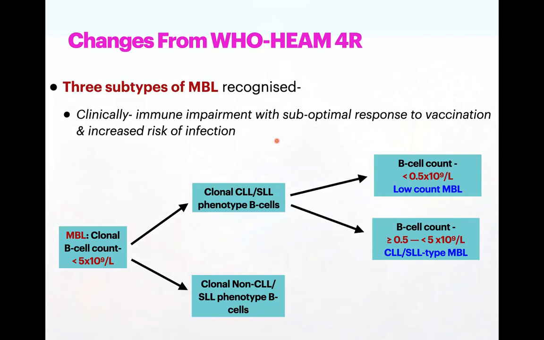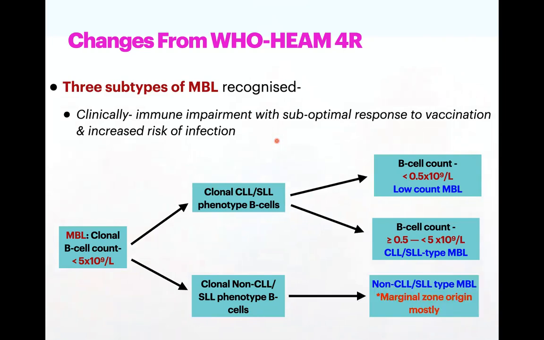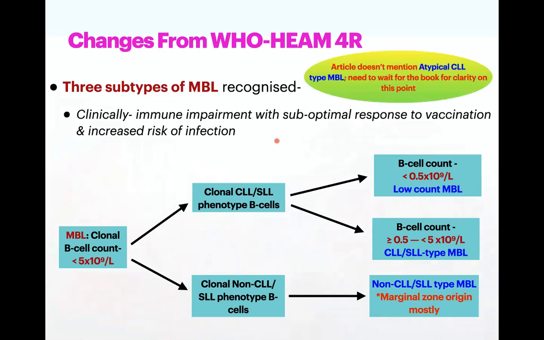While the clonal non-CLL, SLL phenotype is called non-CLL, SLL type MBL, and in most cases it is of marginal zone origin. In the previous classification, the first 2 were CLL, SLL, low count and high count, and the third category was atypical CLL type MBL.